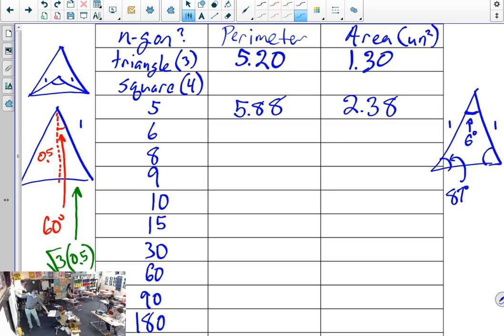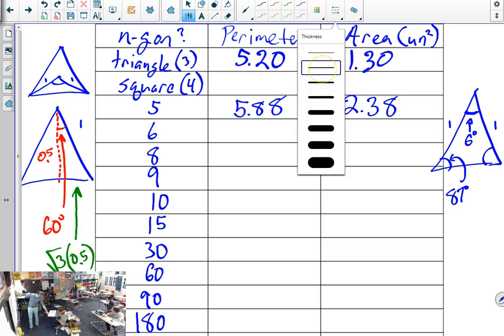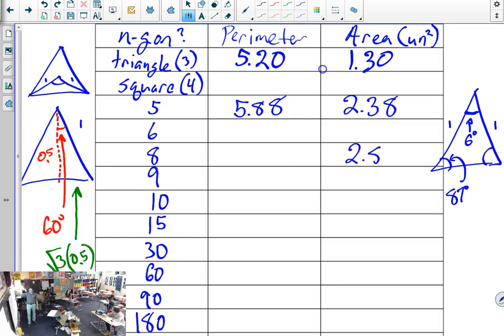So you said 2.83 for the octagon's area. And did you find the perimeter of it? 1.2 actually, according to the book. I don't know if that came out as a rounding mistake. I mean, you're close enough. You're good. What do you got for the decagon? Perimeter? Perimeter 6.18. Yeah. Area? 2.94.